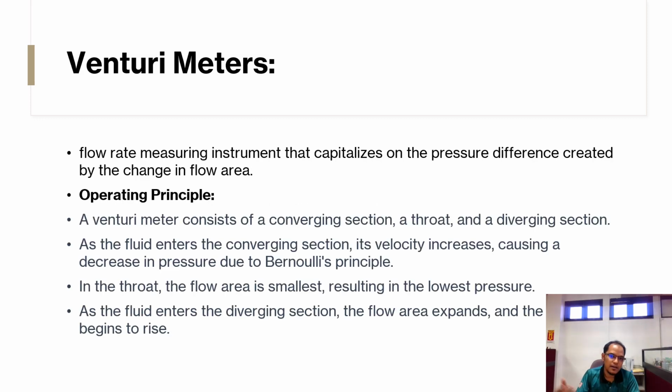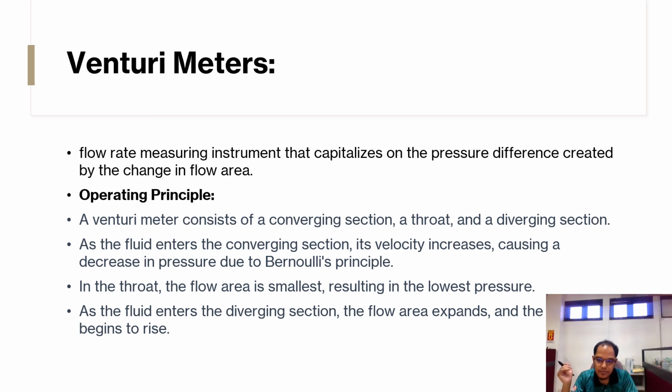Okay, ni pula ialah venturimeters lah. Flow measuring instrument that capitalize on the pressure difference created by the change in flow area. Dia punya operating principle ialah the venturimeter consists of converging section, a throat, and diverging section. Dia sama, dia macam orifice juga, cuma dia ada macam ada keleharan, ada leher. Dia ada input tu, dia ada leher, dia output.